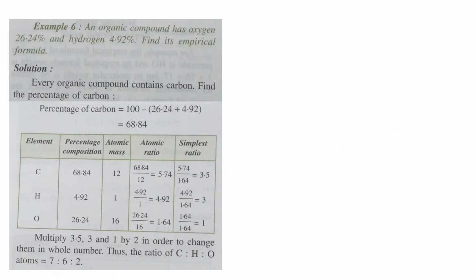Now next question. An organic compound has oxygen 26.24% and hydrogen 4.92%. Find its empirical formula. Now here you are seeing that it is an organic compound. Now you know that organic compound is containing carbon, hydrogen and oxygen. So here in this question it is only the percentage of oxygen and hydrogen given. The percentage of carbon is not given. So you have to find out first the percentage of carbon present. So how to find out?